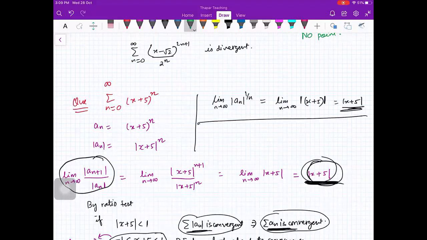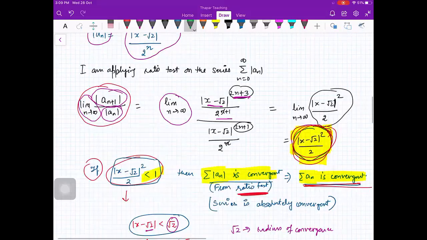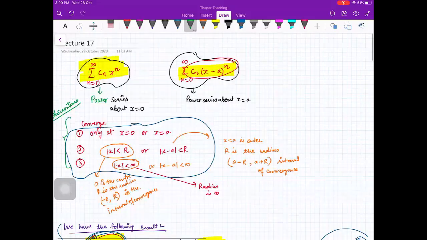Ma'am, I don't understand how we identify that the series is a power series. You see, it is of this form, beta. Whenever your series is of x minus a raised to power something, whatever follows, this is the definition of power series.